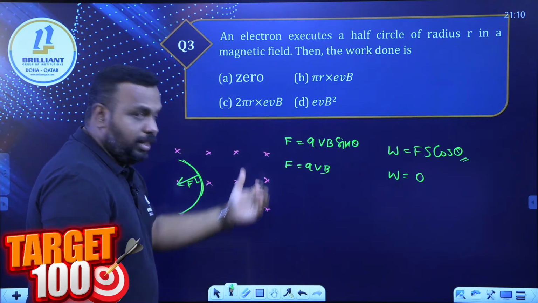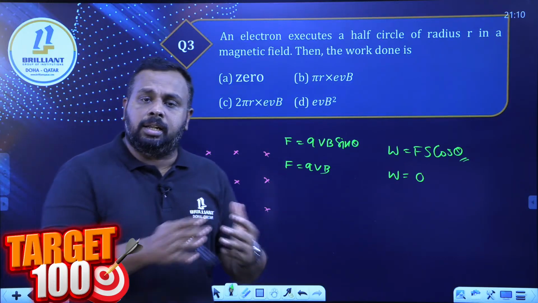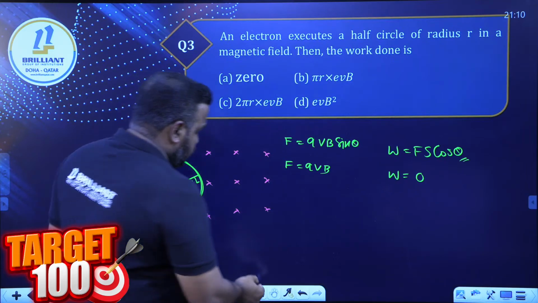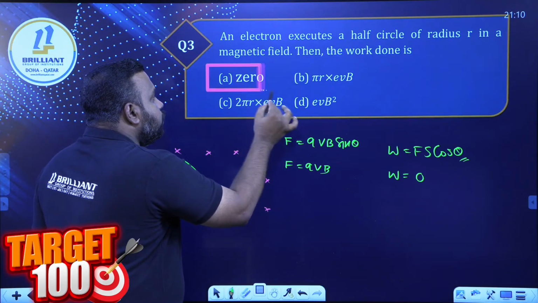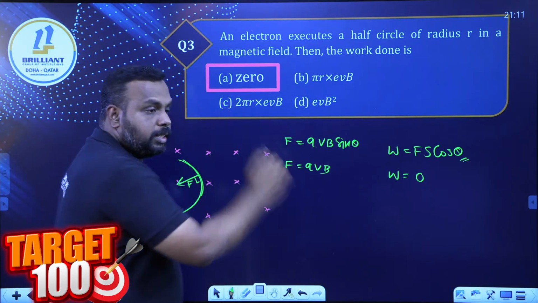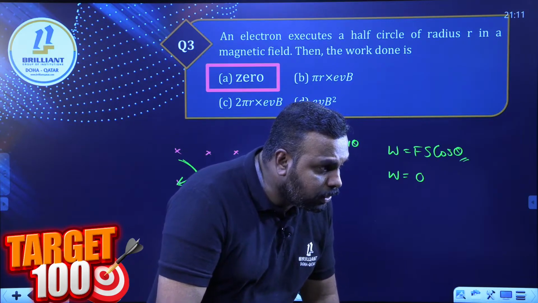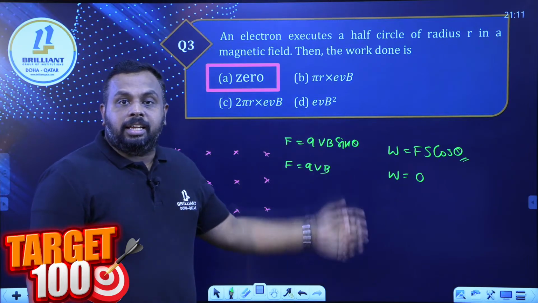So here, even if it is a full circle or half circle, if it is due to the centripetal force, work done will be 0. So what is our answer? The answer is option A, the work done is 0. Is it clear? Yes, I can see the right answer from many students. Very good. Okay, can I go to the next?